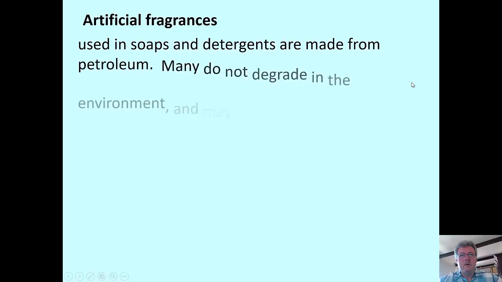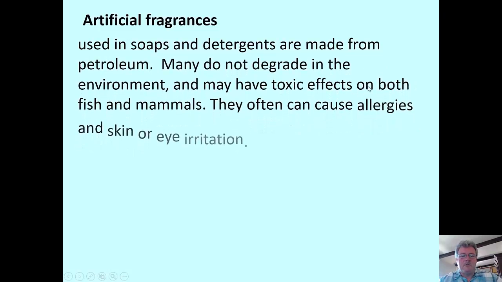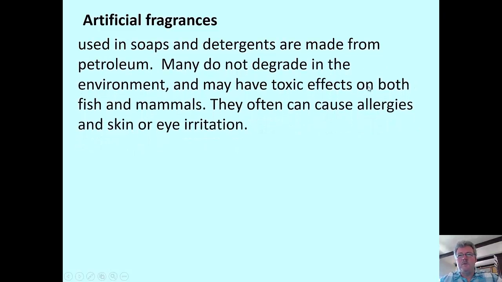Okay, they're also used for artificial fragrances in soaps and detergents. They're made from petroleum, so the artificial fragrances come from petroleum esters. Many don't degrade in the environment, and they can have a toxic effect on fish and mammals. On us, they can cause allergies, skin irritations, or eye problems. If you look on the labels of many soaps with fragrances and artificial additives, they tell you not to allow it to get on your skin or your eyes.